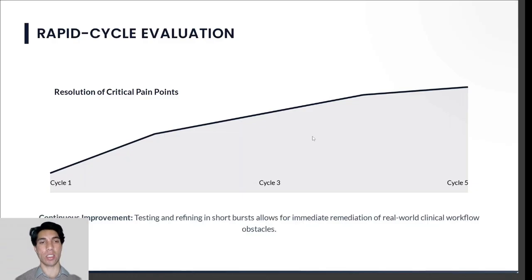Then this slide shows the continuous improvement of short burst testing and refining, which allows for immediate remediation of real world clinical workflow obstacles. So in cycle one, the resolution of critical pain points. These are the cycles drawn against the resolution of critical pain points, and through short bursts of continuous testing and refining, we can resolve the critical pain points more efficiently.